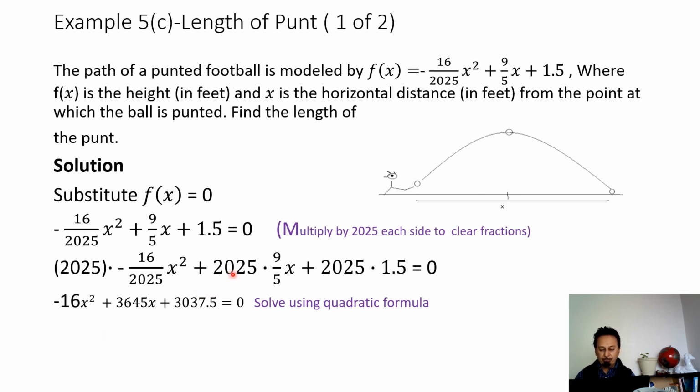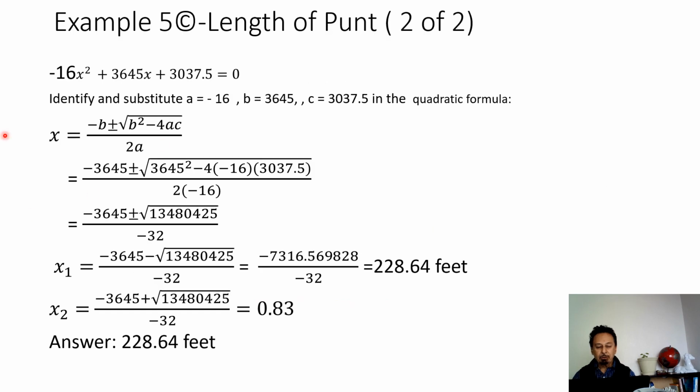And 2025 times 9 divided by 5, using a calculator, comes out to 3645x, plus 2025 times 1.5 comes out 3037.5, equal to 0. Now this is the quadratic equation and we're going to solve it. So now I have the equation minus 16x squared plus 3645x plus 3037.5 equals 0. We can identify a is minus 16, b is 3645 and c is 3037.5.